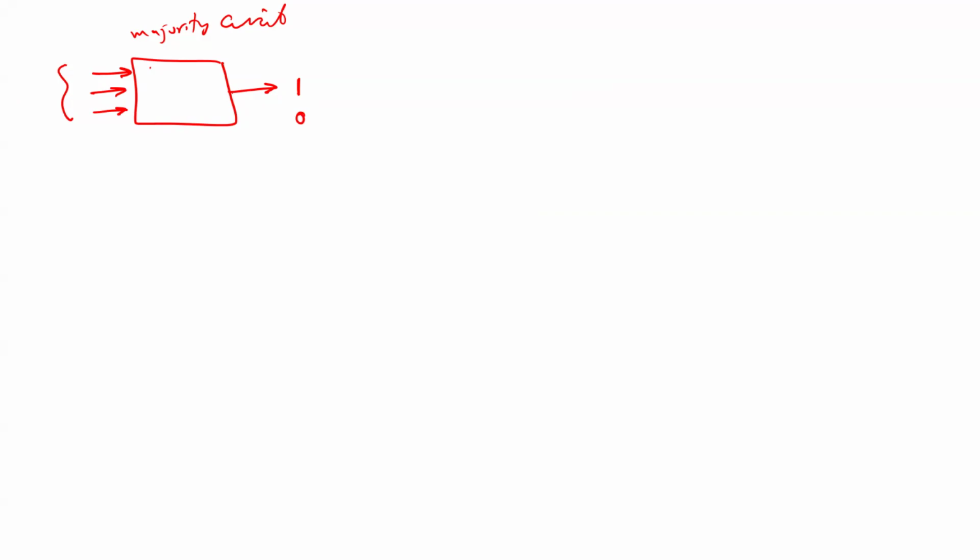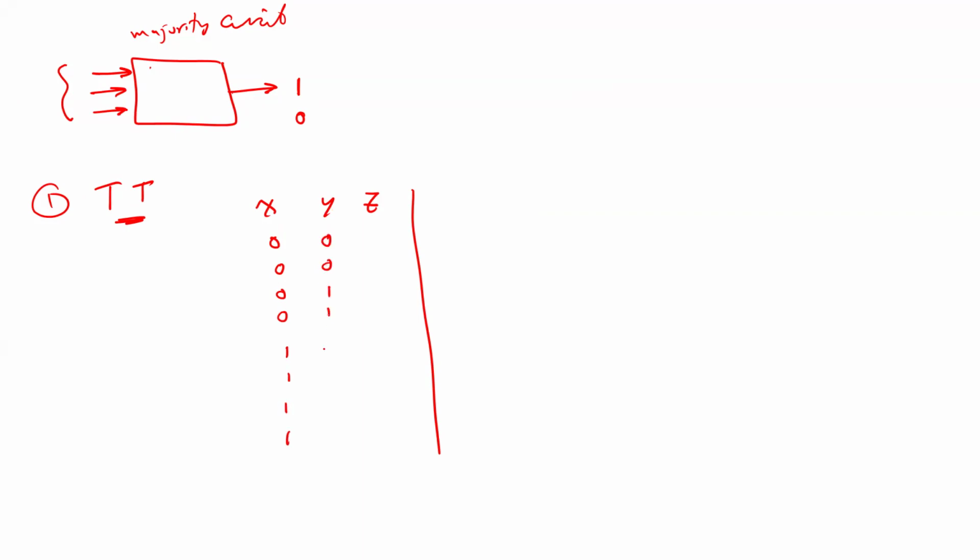So what should I do? Number one, you have to create the truth table. Here you have X, Y, Z. You have to put all possible inputs here, as we did before: 0, 0, 0, 0, 1, 1, 1, 1 for X, then 0, 0, 1, 1, 0, 0, 1, 1 for Y, and then 0, 1, 0, 1, 0, 1, 0, 1 for Z. And then I have to define what F is, the output.